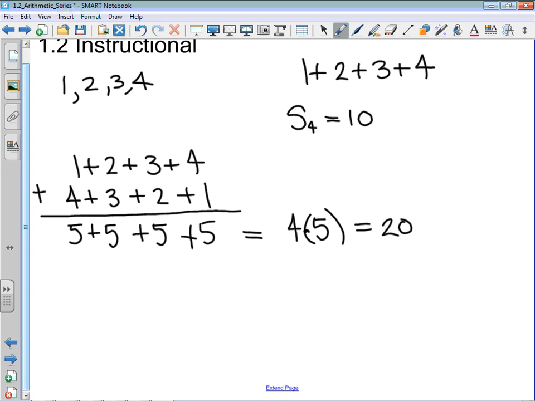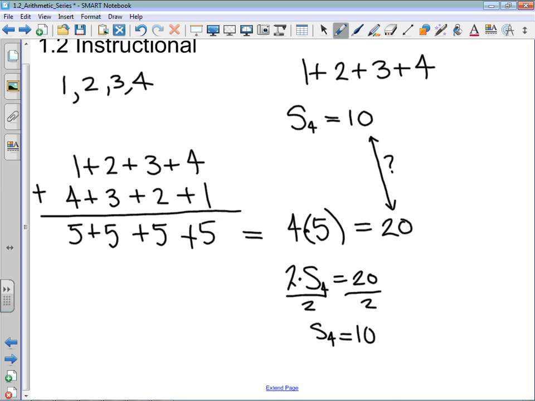Before you get too upset that these two numbers aren't the same, you have to remember that we added that series to itself. So that's not the sum of one series, that's the sum of 2 of those series. So if I identify that that's 2 times the sum of those 4 numbers, which is equal to 20, if I divide that by 2, I get that the sum of those 4 numbers is 10.